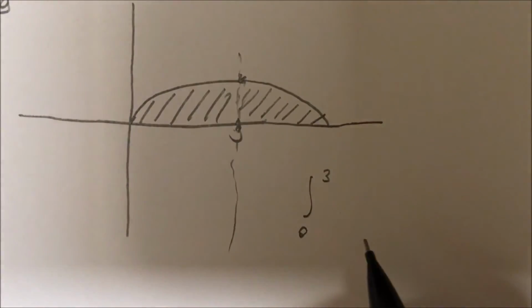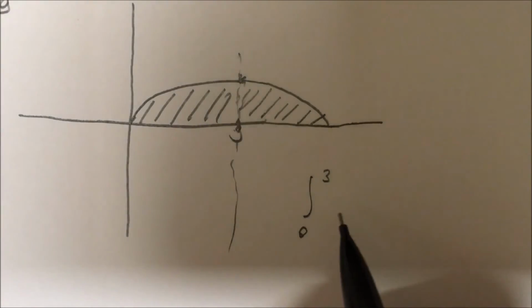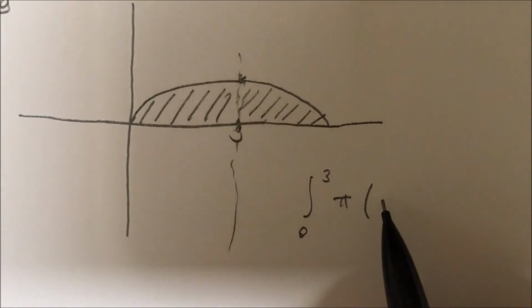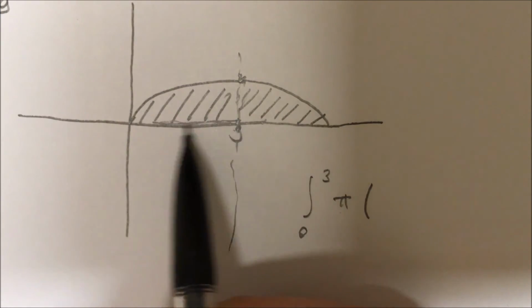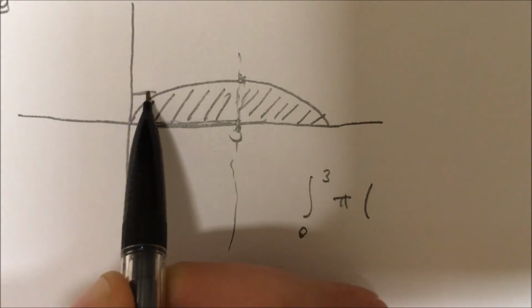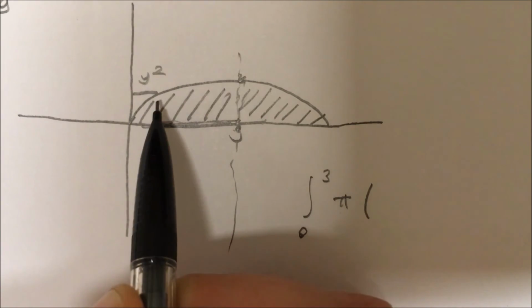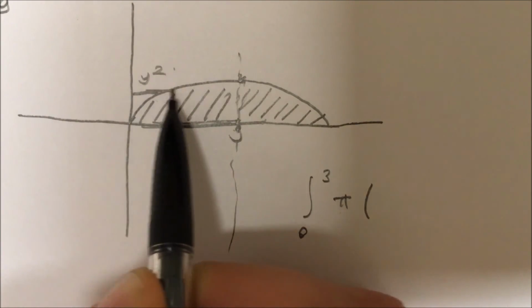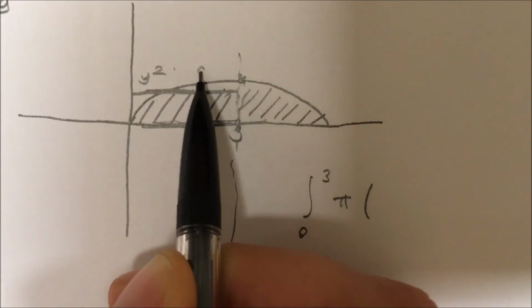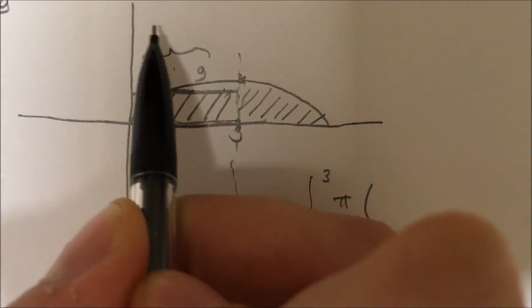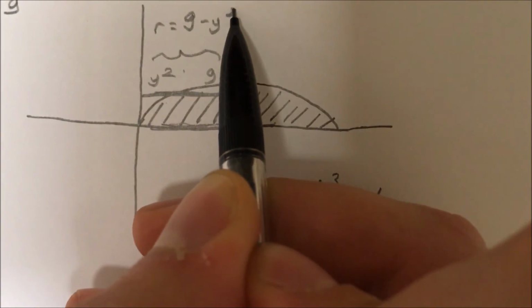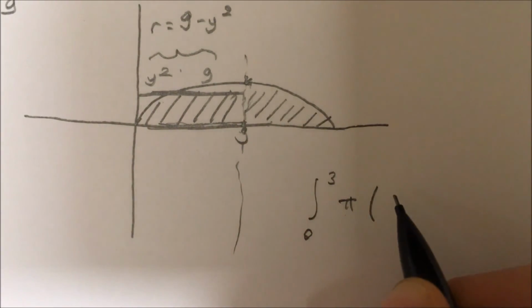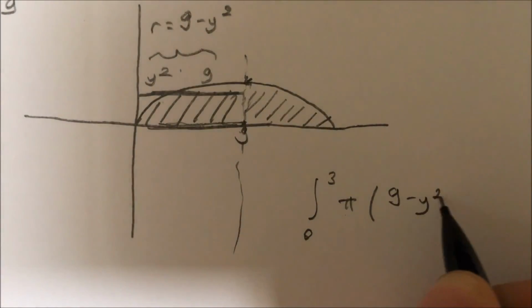So all we need to find is one r, which is equal to 9 minus the x values, which is equal to y squared. So our r is equal to 9 minus y squared, and that is all we need to find the area, pi r squared. And then once we take the integral from 0 to 3, we will be done.